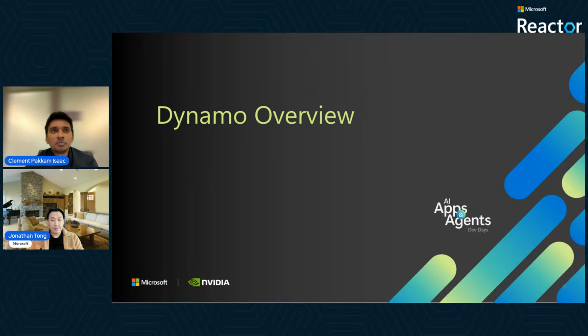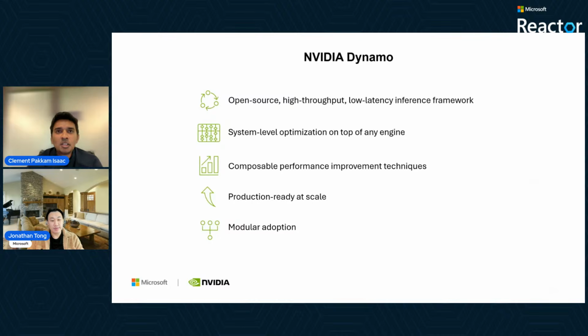Thanks, Jonathan. Yeah, we'll move on to the next slide. So now let's talk about NVIDIA's Dynamo. So at its core, Dynamo is an open source inference framework, which is built for high throughput and low latency serving of generative AI workloads in large distributed environments. So this is built for scale, which you actually see in real world enterprise deployments.